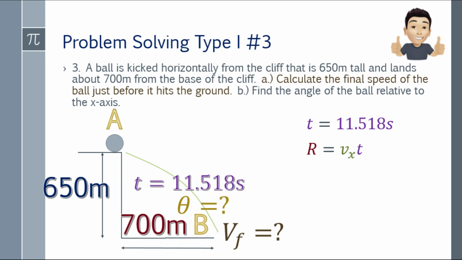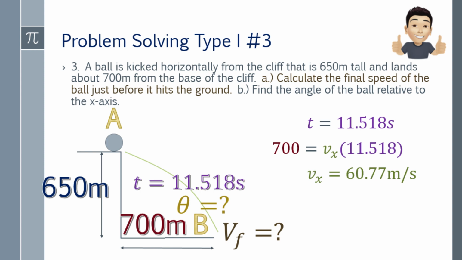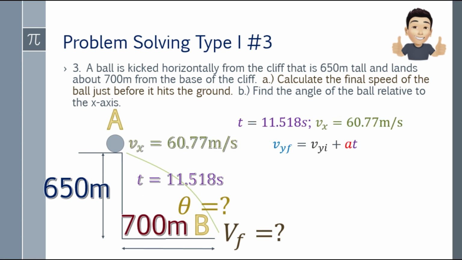Alright, so dahil may time na tayo, we can solve for Vx. And R, the range, is equal to Vx times time. So, algebraically, let's substitute the values. That will be 700 is equal to Vx times 11.518. Hindi ko muna lalagay yung units again just to save space din. But make sure the final answer dapat nandun yung units. So, 700 divided by 11.518, that will be 60.77. So, Vx natin is 60.77 meters per second.